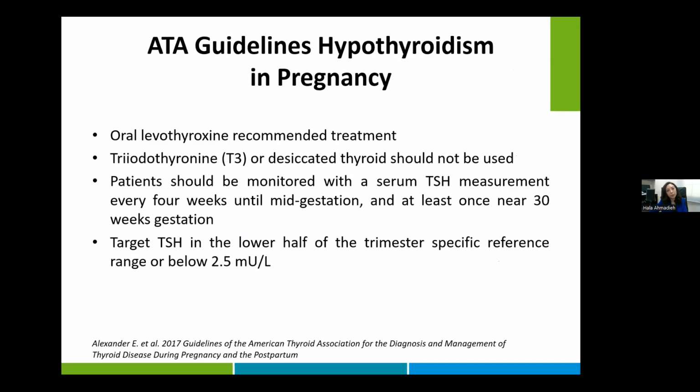Regarding the guidelines, what do they state about treatment of hypothyroidism in pregnancy? Again, T4 is the one recommended and not T3. We should monitor the serum TSH every 4 weeks until we reach mid-gestation, and then at least once after 30 weeks of gestation. And we should target a TSH in the lower half of the trimester-specific range or below 2.5. So this is what we aim for during pregnancy.